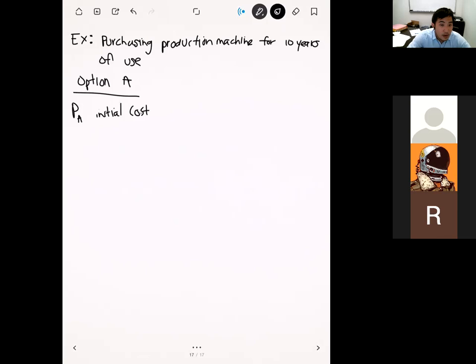It also has an end of life salvage value of F sub A. And the useful life for A is going to be 7 years. So N sub A is equal to 7 years.